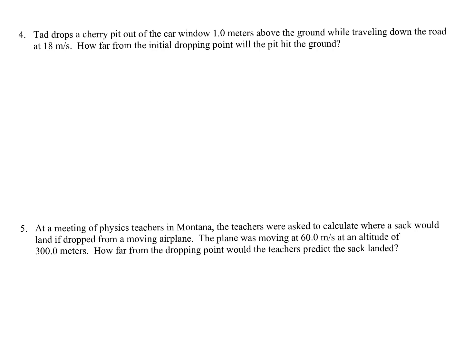Okay, fam, let's do one more example here. Number 4: Tad drops a cherry pit out the car window 1 meter above the ground. So given we know the distance that cherry pit's going to fall in the vertical y direction is 1 meter. And if it's falling, technically it's negative, right? Now, you're traveling down the road at 18 meters per second.